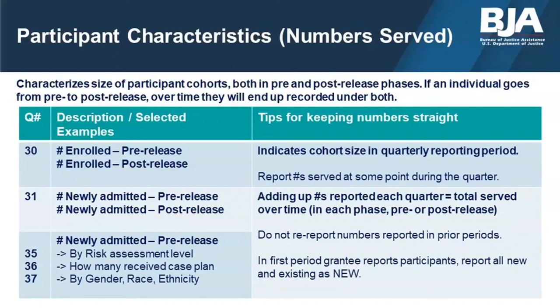The participant characteristics section helps us characterize the number of participants served. The number of people enrolled at any point in the reporting period indicates the size of your program during the period. The number of people newly admitted each period, when added across periods, gives cumulative numbers served since the beginning of the program. We are interested in knowing the number of people served in each phase, pre-release and post-release. So, if an individual progresses from pre to post-release over time, they will end up being counted under both.